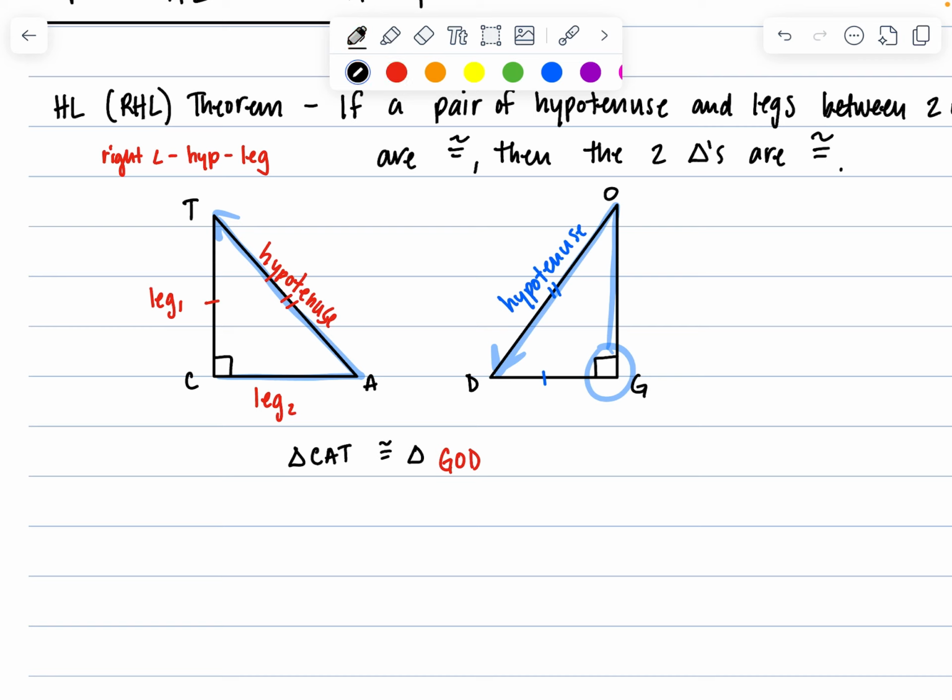And then this is going to be by, and we're going to call this RHL theorem. Now, most commonly in most textbooks, it will be called the HL theorem. I'm calling it RHL because I still want you to know there's 3 pieces of information we need to know. We need to know it's a right triangle. We need to know the hypotenuse are congruent and the legs are congruent.